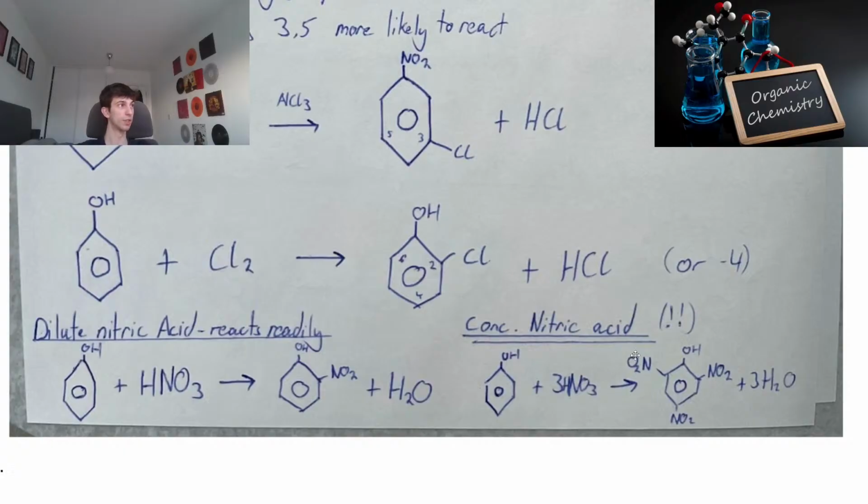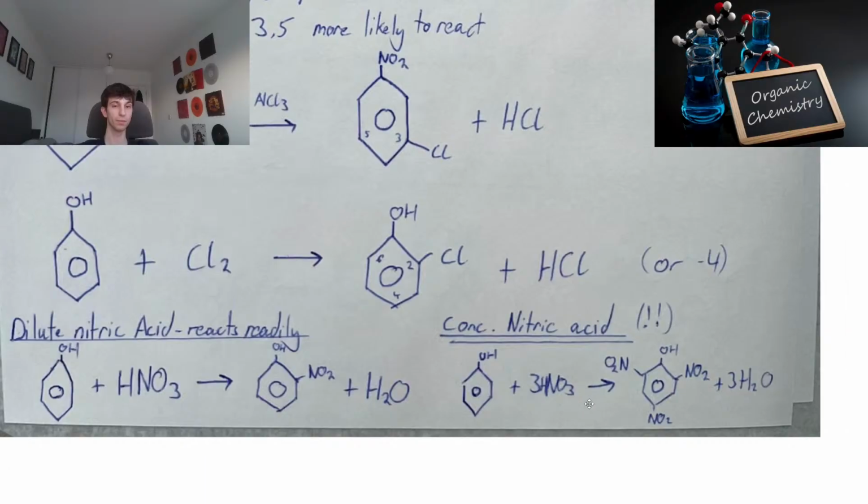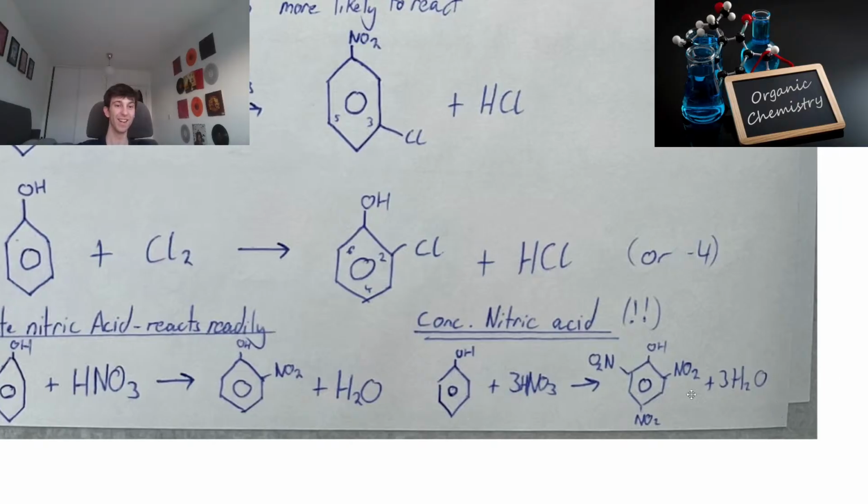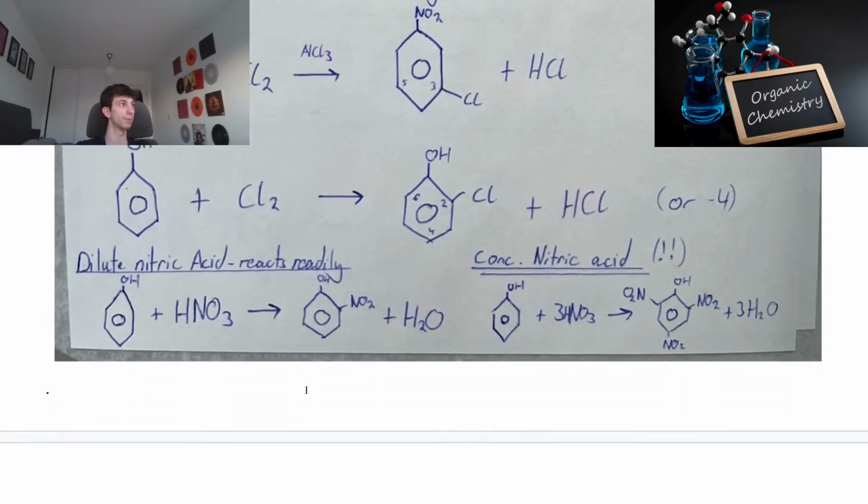However, when we're in concentrated nitric acid, we have our phenol plus 3 HNO3. And then we get a tri-substitution at carbons 2, 4, and 6. And then we're going to form 3 H2O, because on each single one of these we get rid of that hydrogen, and we have 3 NO2. So it's just 3 H2O as opposed to 1. Nothing scary there.